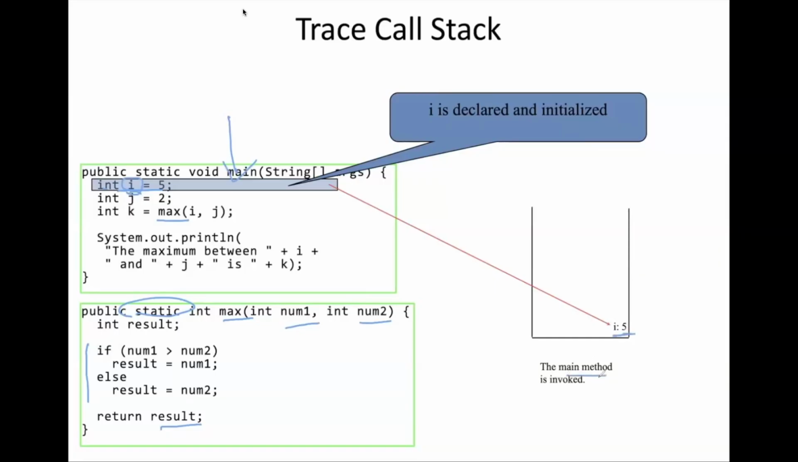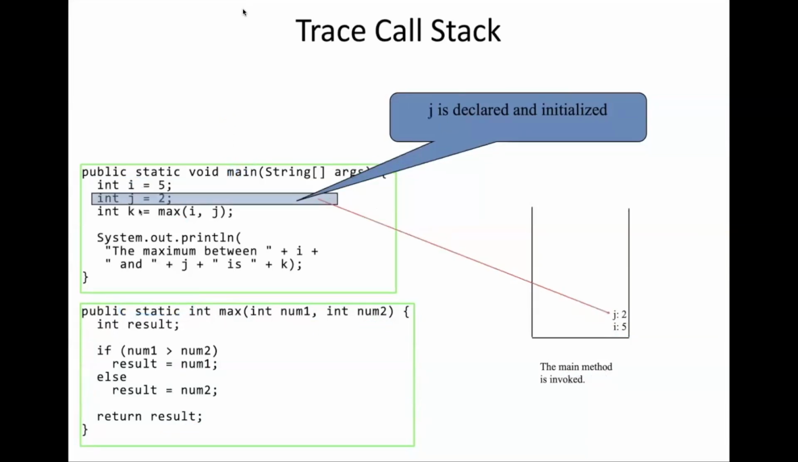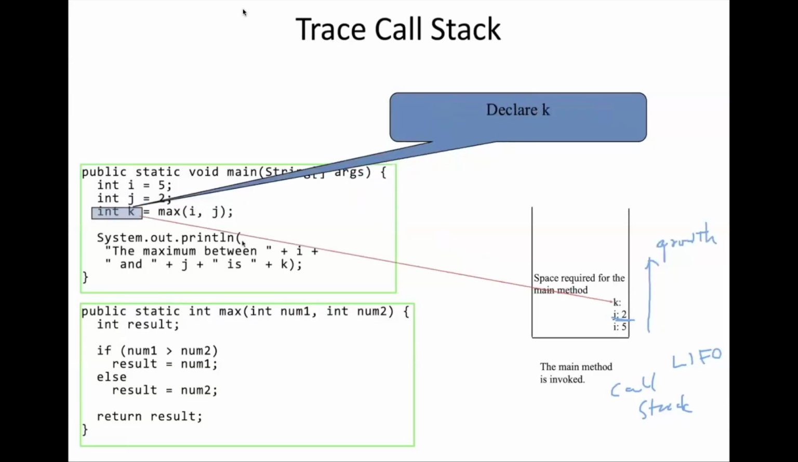This is when the main method is just invoked. Let's look at the next frame. Now that we have j equals 2, remember a call stack is last in, first out. j is stored after i in this fashion, so our call stack actually grows vertically. Let's look at the next frame.